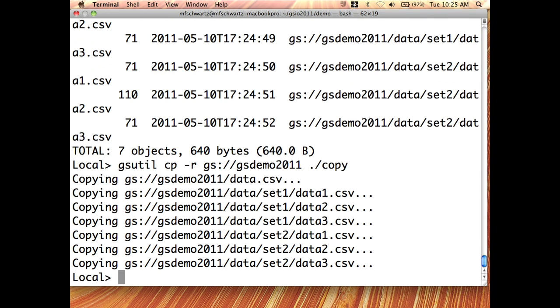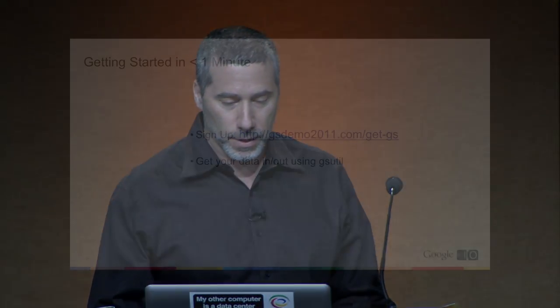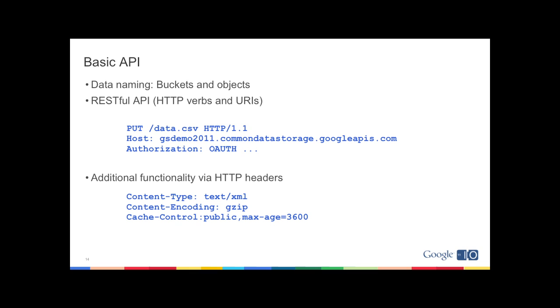And that's actually an important point to us. At Google, we believe your data belongs to you, and it should be really easy to get your data completely out at any time that you want. So there it is in a nutshell. Getting started, just sign up, agree to terms of service, set up billing, and you can start using the service. Now I want to talk about the API.